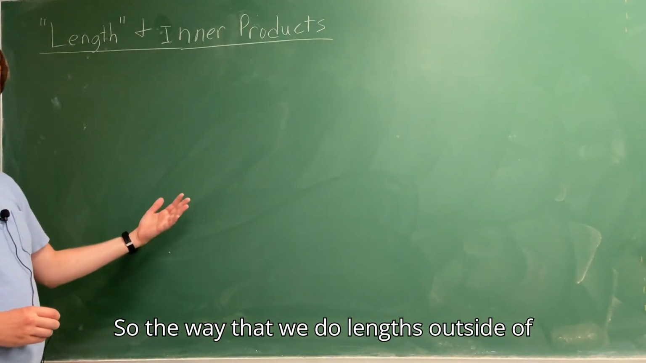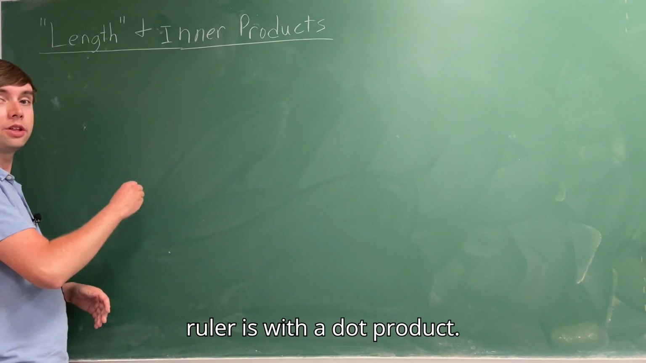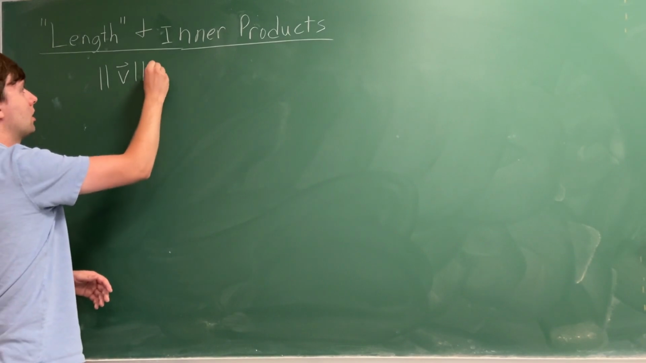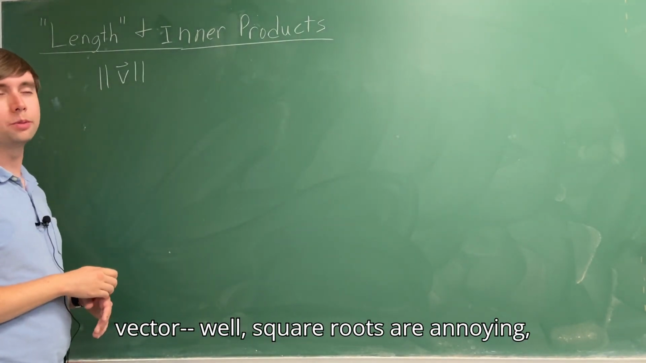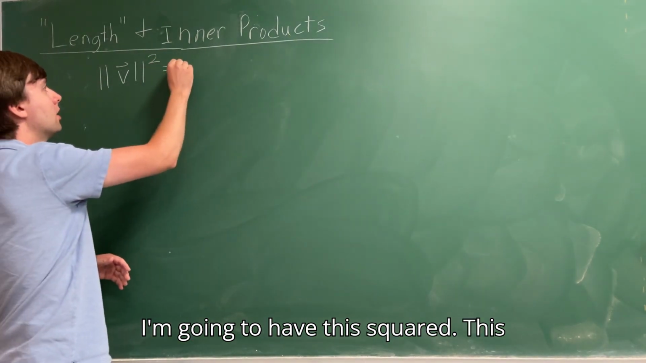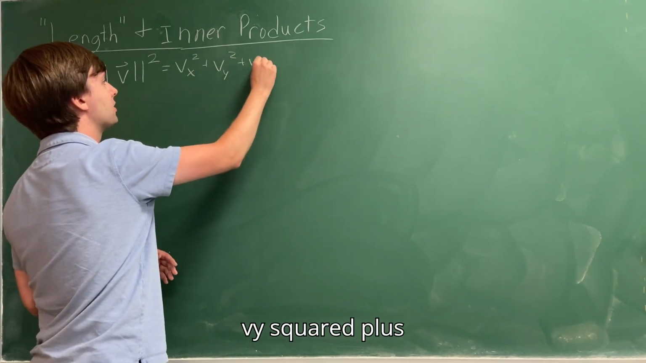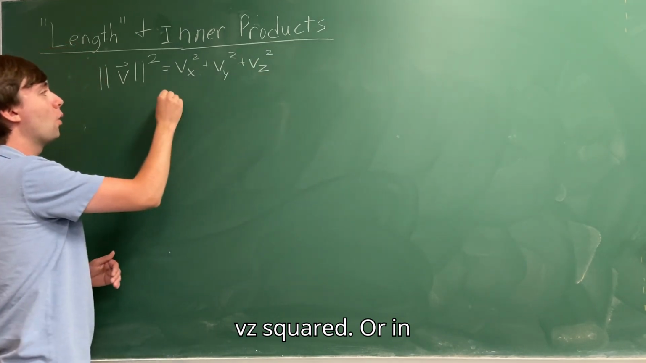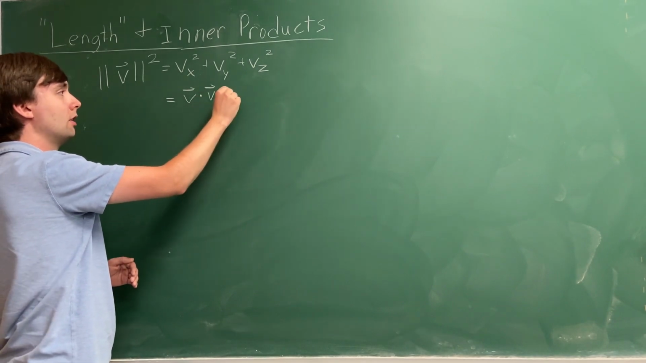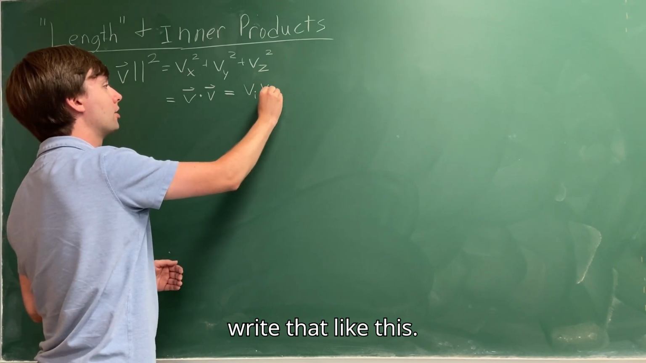So the way that we do lengths outside of just geometry and measuring it with a ruler is with a dot product. If I have a vector, and I'm going to take the norm of that vector, well, square roots are annoying, and I'm going to try to avoid that. So I'm going to have this squared. This is vx squared plus vy squared plus vz squared. Or in other words, I am taking a dot product of this vector with itself. And with summation notation, I'm going to write that like this.